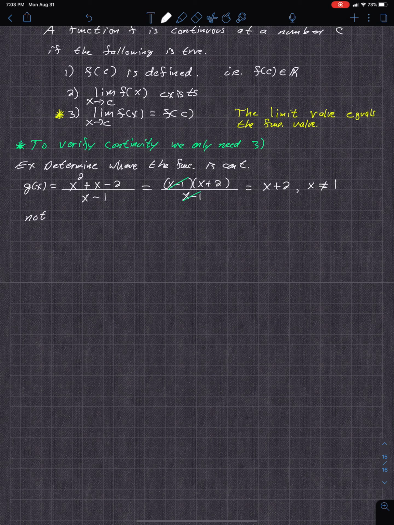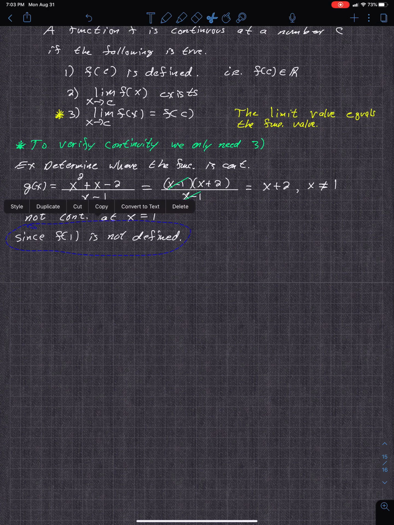So this is not continuous at x equals 1, since f of 1 is not defined. So it failed 1. And then the graph, let me move this down. I'll do the graph right there. So the graph is just a line of x plus 2, but at 1 there's a hole in the graph.